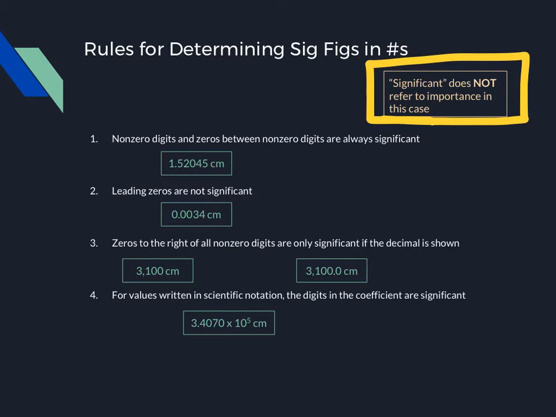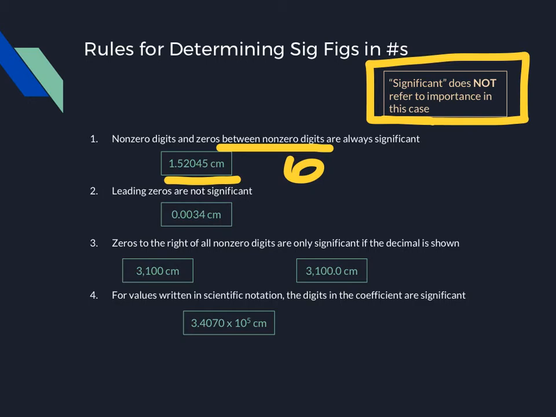Any non-zero digit, looking at rule number 1, that's going to be 1 through 9, those are considered significant. Any zero that is between non-zero digits, those are also significant. So in this example, how many sig figs do I have? Well, that zero is in between two sig figs. So I have 1, 2, 3, 4, 5, 6 total sig figs in that number.